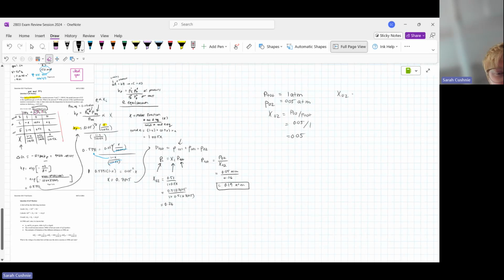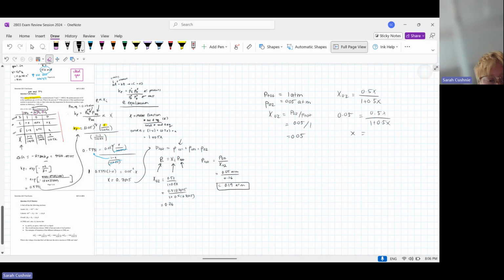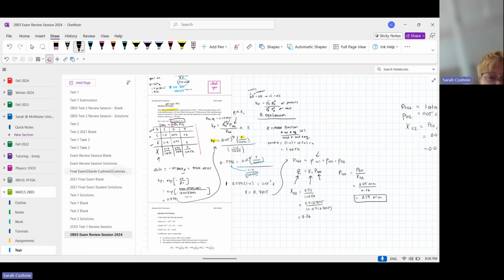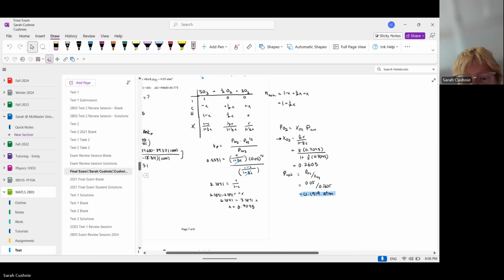We know that our XO2 is equal to 0.5x over 1 plus 0.5x. Now I can use this to solve what x is. So if we have 0.05 is equal to 0.5x over 1 plus 0.5x, we can solve that to get x is equal to... Is it going to crash out on me if I check the solutions? That's the real question.